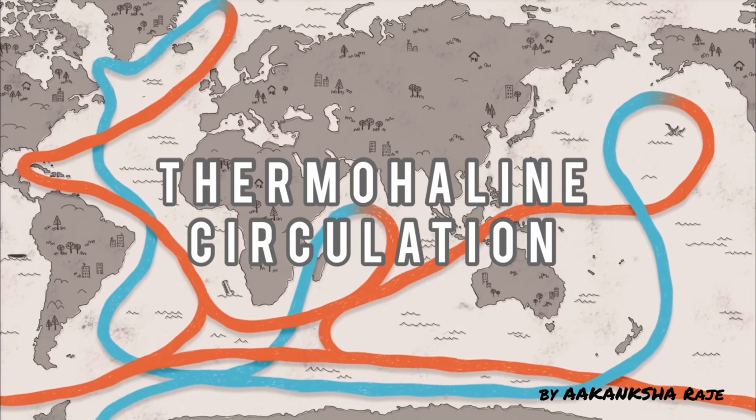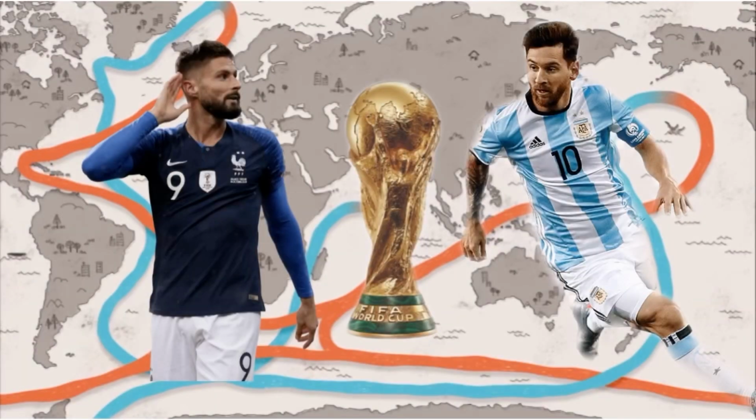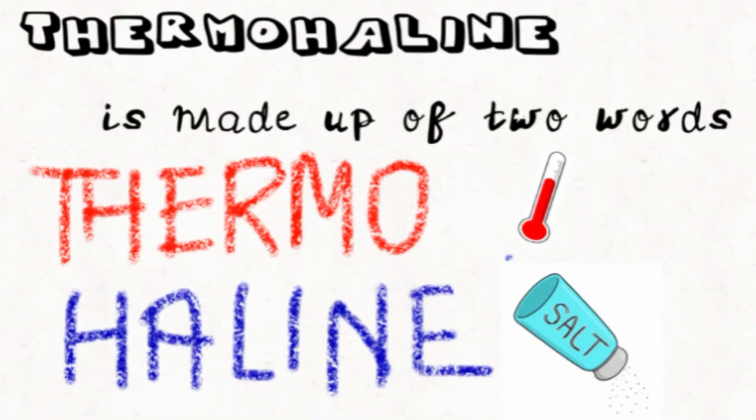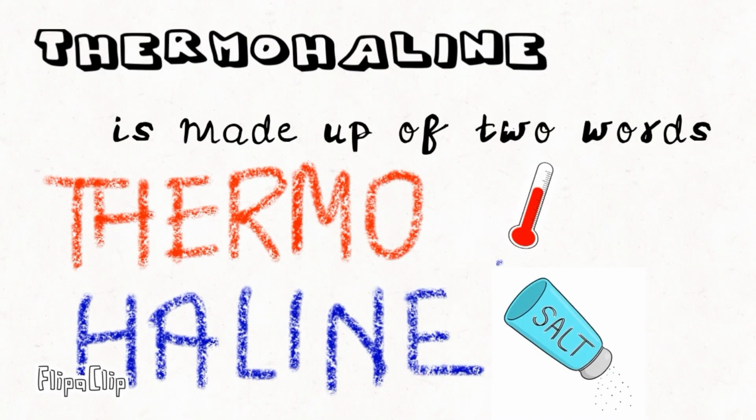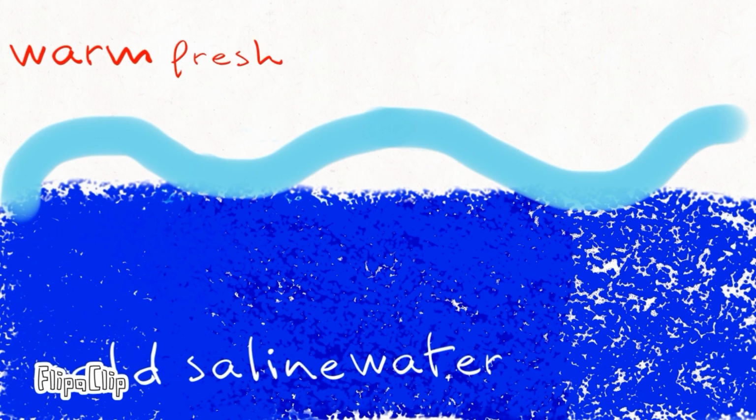Thermohaline circulation, a global phenomenon just like the World Cup. Thermohaline can be broken down into two words, thermo meaning temperature and haline meaning salinity. In the oceans, the cold dense water remains below the warm surface water.